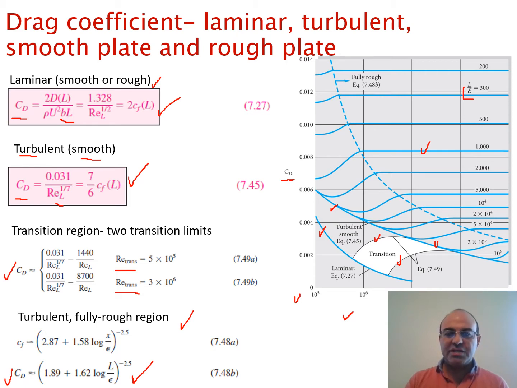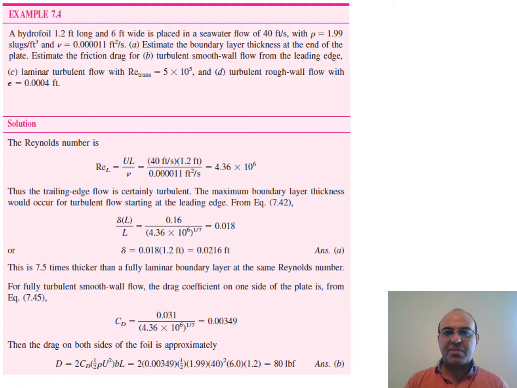All right, so this slide is a summary of what we have had for laminar, turbulent, smooth, and rough plates. This is an important slide. Let's do an example. So let's do example 7.4. A hydrofoil 1.2 feet long and 6 feet wide is placed in a seawater flow of given velocity with given density and given kinematic viscosity.